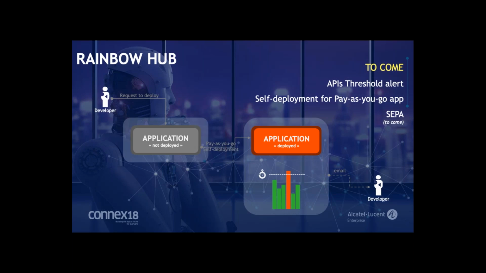At the same time, you will be able to deploy your application to production in seconds if you have chosen the pay-as-you-go model and registered a valid credit card. Because on request to deploy, your application will be approved automatically and authorized to access the Rainbow production platform. And finally, you will be able to register a SEPA mandate and pay your Rainbow fees with that payment method instead of using a credit card.